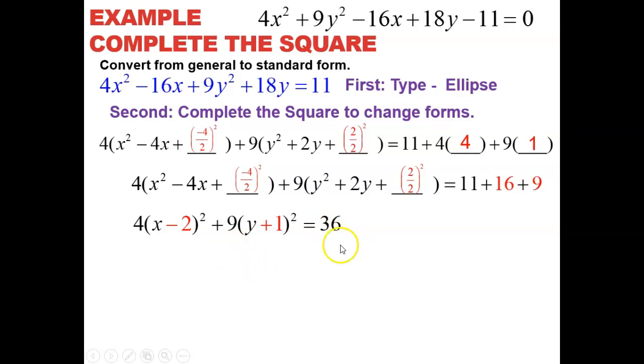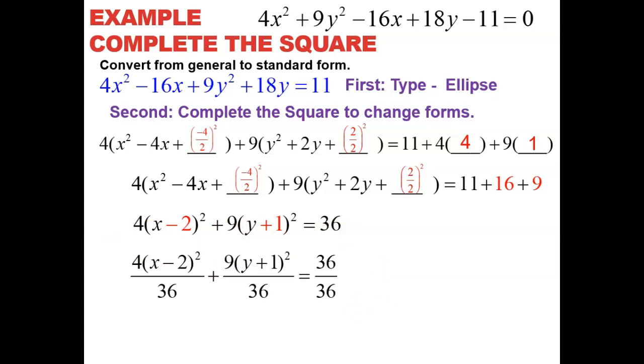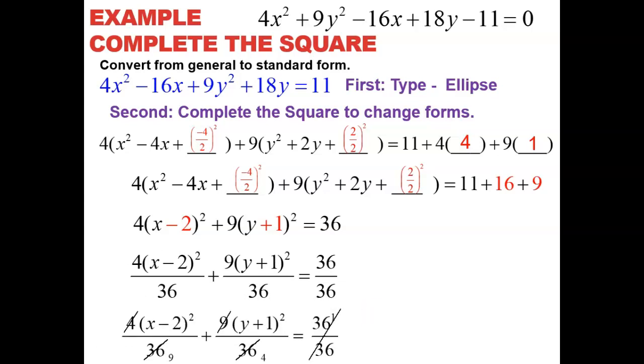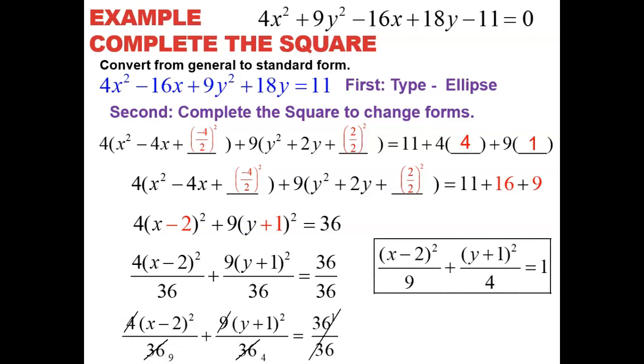So this time when I complete the square, I want to figure out how to get rid of 36, and I do that by dividing everything through by 36. So that's why it's kind of important to know where you're going so you know what you need to do at this point. So I divide everything through by 36, simplify my fractions, 4 over 36 and 9 over 36, and that brings me to a standard equation of x minus 2 squared over 9 plus y plus 1 squared over 4, which equals 1. So that's the standard equation.